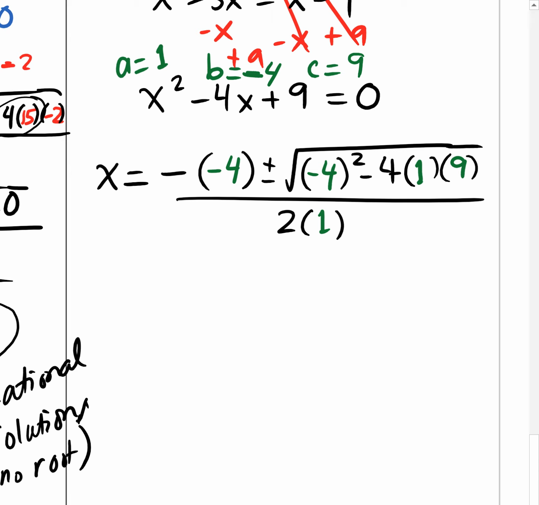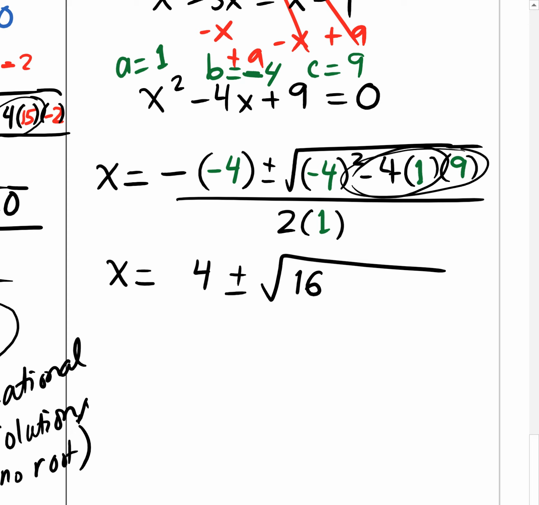Here we go. All right. Simplifying this, you have a negative negative 4, which is positive 4, plus or minus the square root of 16. Then it's negative 4 times 1, that's negative 4. Negative 4 times 9 is negative 36, all over 2.